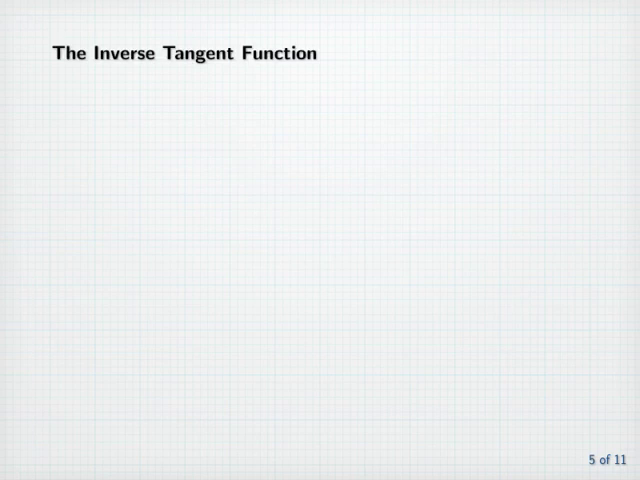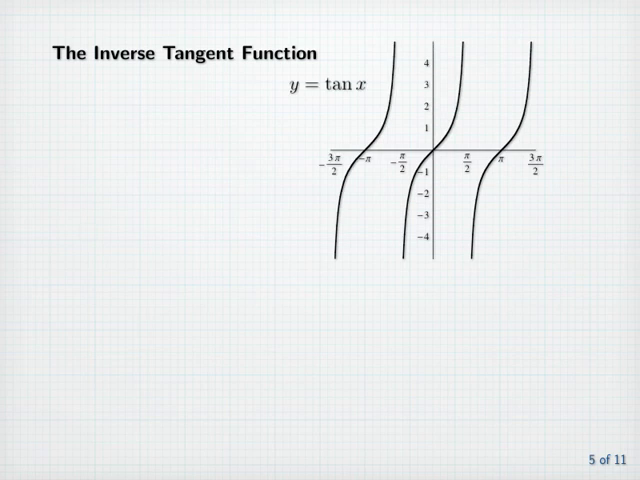The inverse tangent function. We begin with a graph of y equals tangent x, whose domain consists of all real numbers x that are not odd multiples of pi over 2, that is, all x where cosine x is not 0. This function has no inverse since it's not 1 to 1, so we restrict the domain in such a way that the function will be 1 to 1.